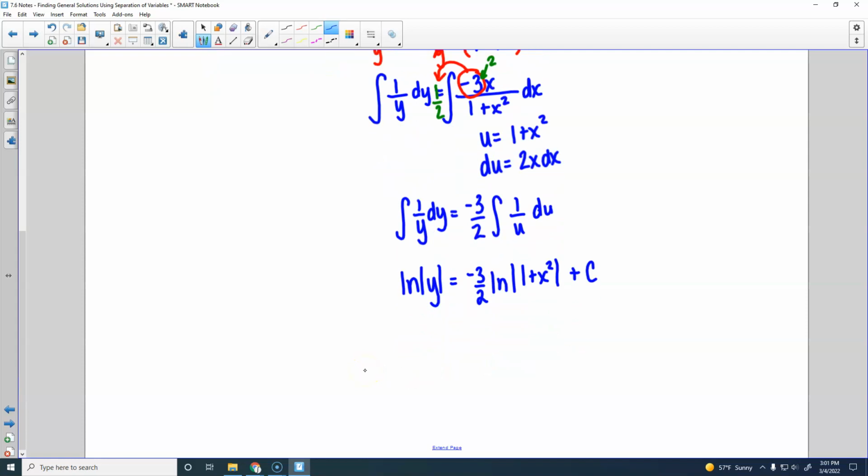So if they didn't ask you to solve for y, you would be done here because you have x's and y's and you don't have any dy's or dx's anymore. But a lot of times they'll ask you to solve for y. So there's a couple things that they're going to do here if they ask you to do this. This gets a little bit messy.